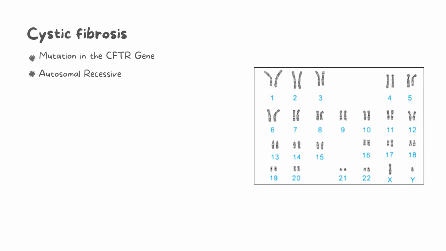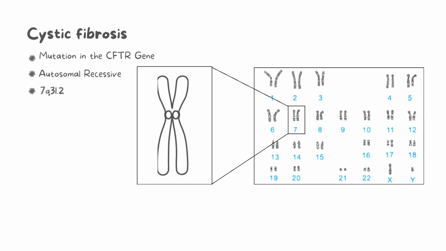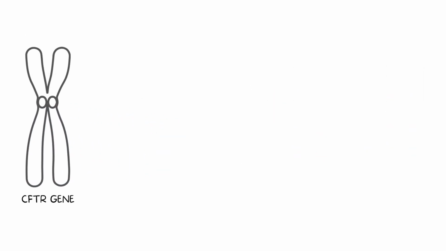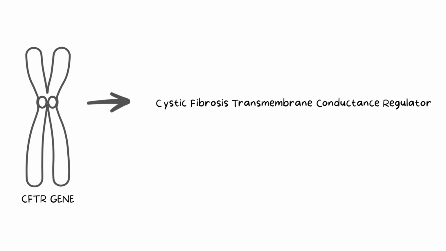The location of this gene is described as 7q31.2. The number 7 indicates that it is found on chromosome 7, and the letter Q specifies that it is on the long arm. This gene codes for a protein known as cystic fibrosis transmembrane conductance regulator, or in short, CFTR.